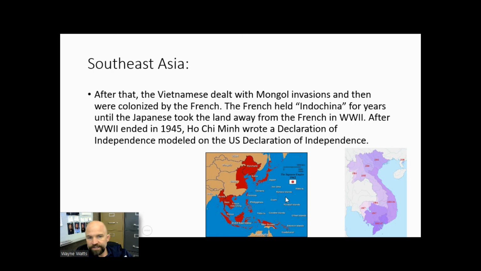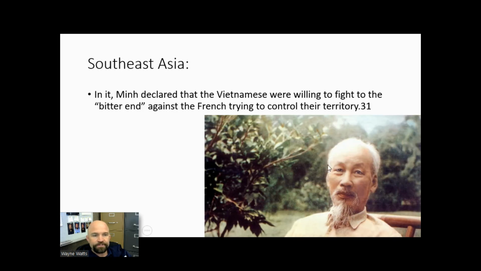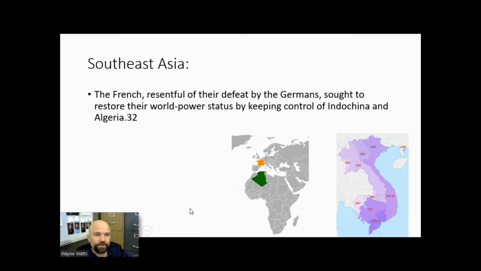After World War II ended in 1945, Ho Chi Minh wrote a Declaration of Independence that was modeled on the U.S. Declaration of Independence. In it, Ho Chi Minh declared that the Vietnamese were willing to fight to the bitter end against the French trying to control their territory.